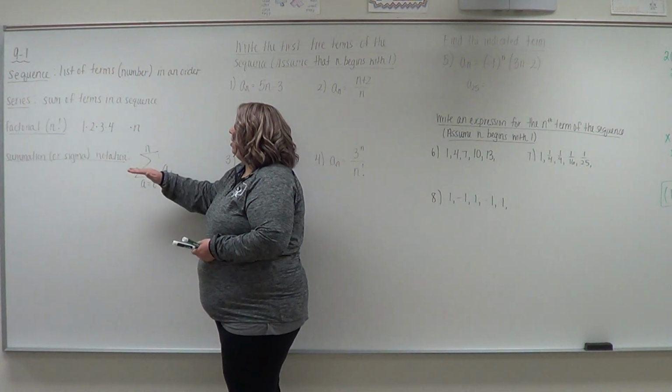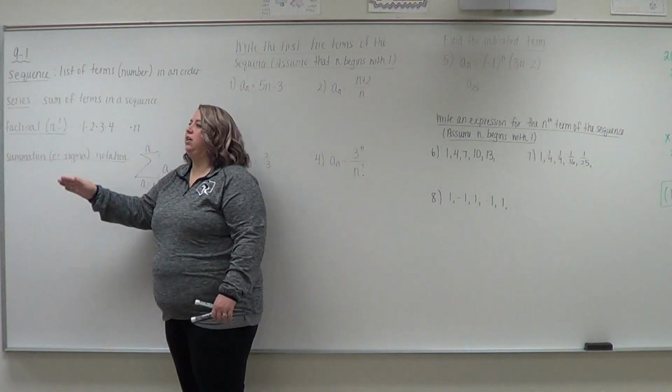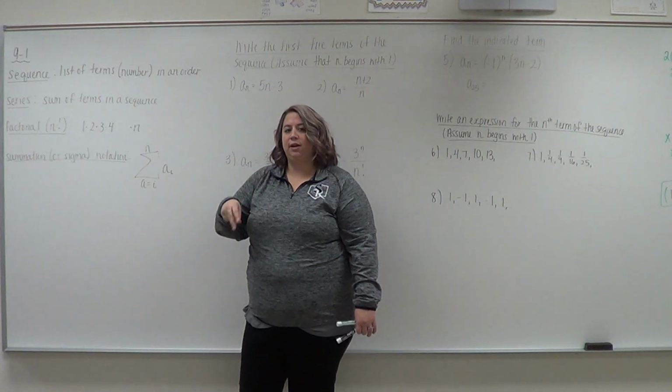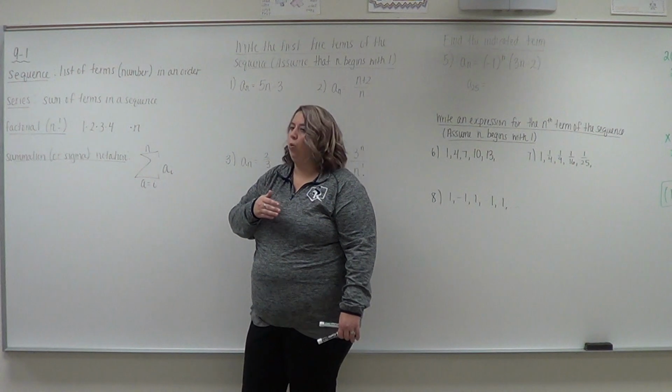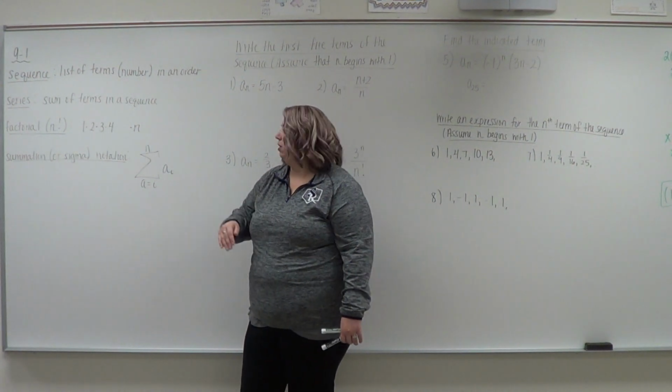Okay, and then in factorials, when you're multiplying, let's say it's 4 factorial, that's 1 times 2 times 3 times 4. It's everything multiplied up to that number. Or you can think of it from that number down to 1.